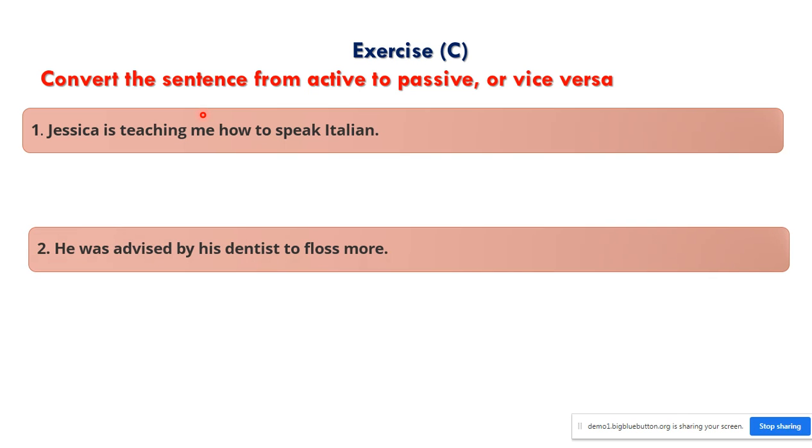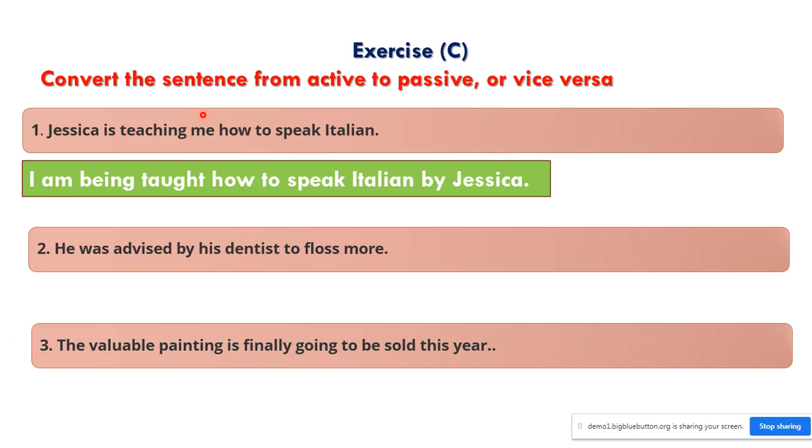Let's find out now what the sentence will look like. This is me. I change it into a subject pronoun. I am being taught. This is the new form of the verb. Is teaching is transformed in this way: the verb to be in the present, followed by being and the past participle of teach. Teach, taught. I am being taught how to speak Italian by Jessica, or I'm being taught by Jessica how to speak Italian. Both are correct.